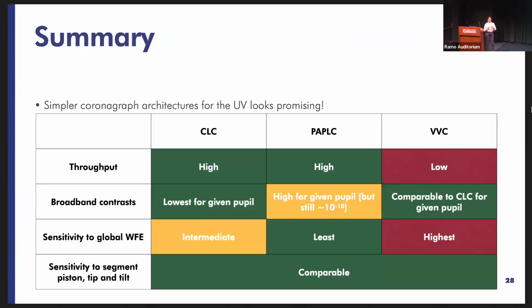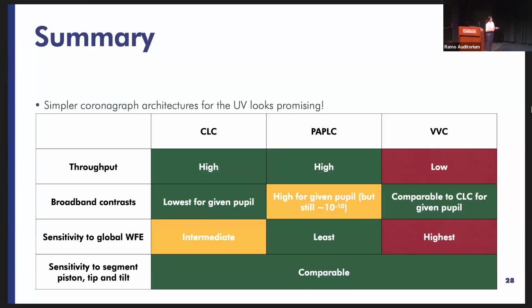So to quickly summarize all of that, when we look at throughput, the simpler coronagraph designs outperform the VVC, even with more aggressive Lyot stops. In terms of broadband contrast, the CLC and VVC have comparable performances, and the CLC sometimes outperforms the VVC. While the PAPLC had the least contrast, or I guess the highest contrast, it still hit the 10 to the minus 10 that we expect for habitable worlds.